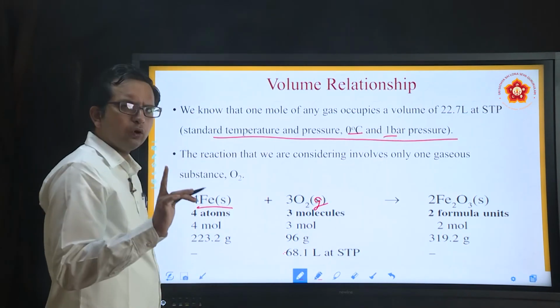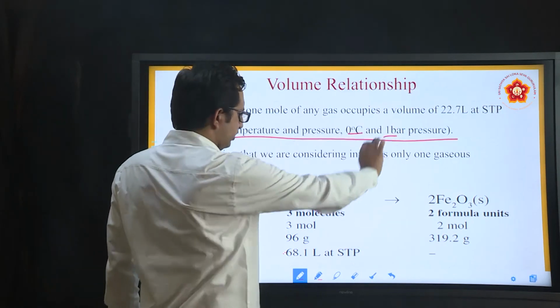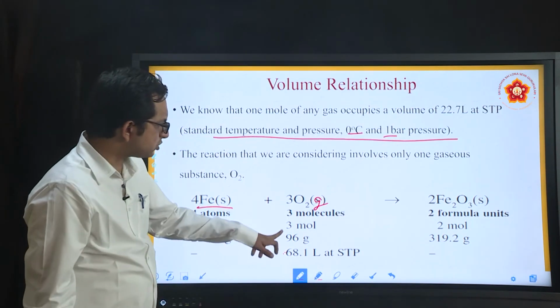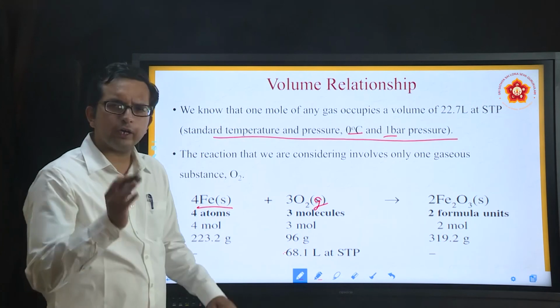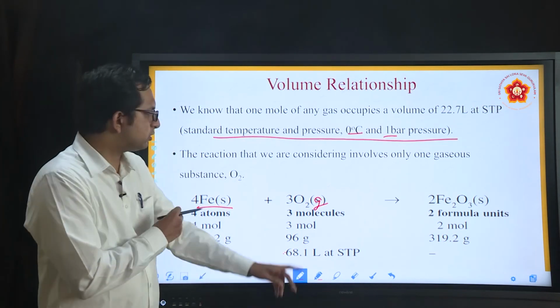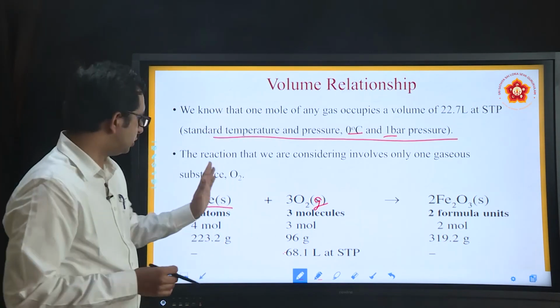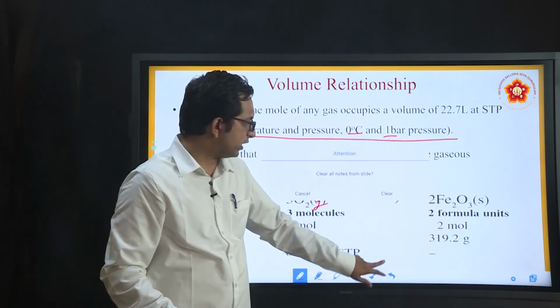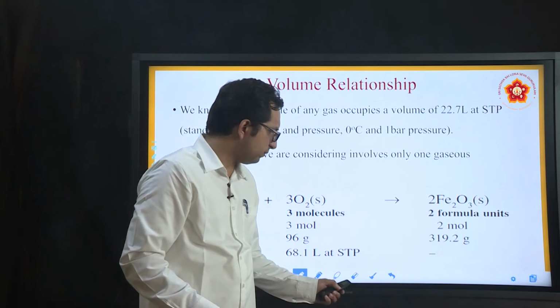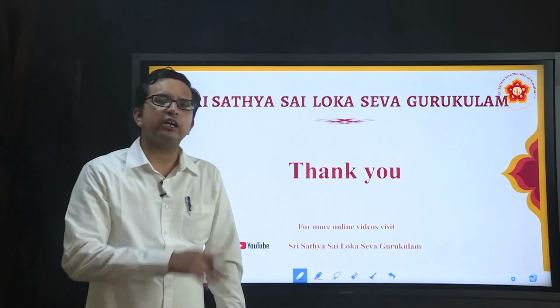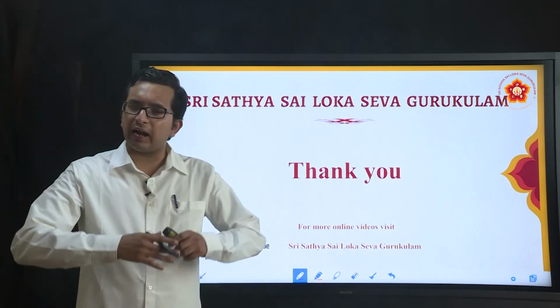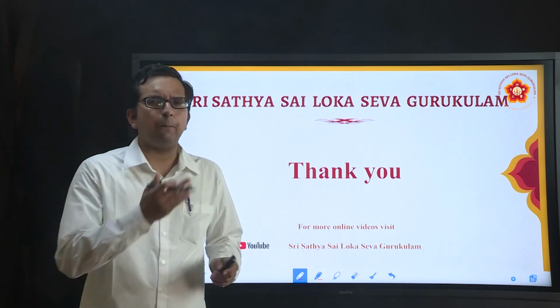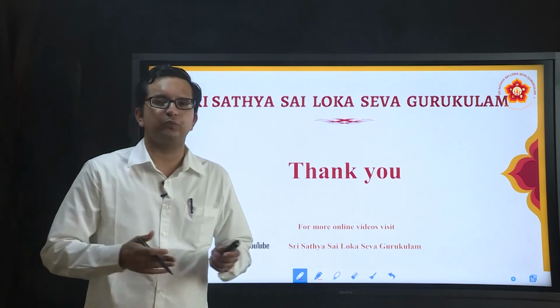And 1 mole is equivalent to 22.7 litres. Now, since 3 moles of oxygen are present, it will be 22.7 into 3. This mole-volume relationship cannot be applied to the solid particles that we get on either side of the reaction. So, this is all we have with respect to stoichiometry, and in the further part, we will be seeing applications of this and various problems.